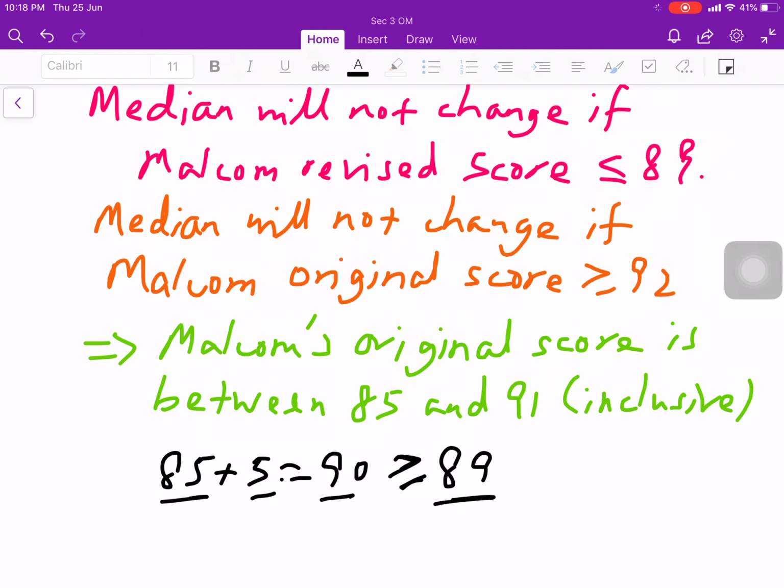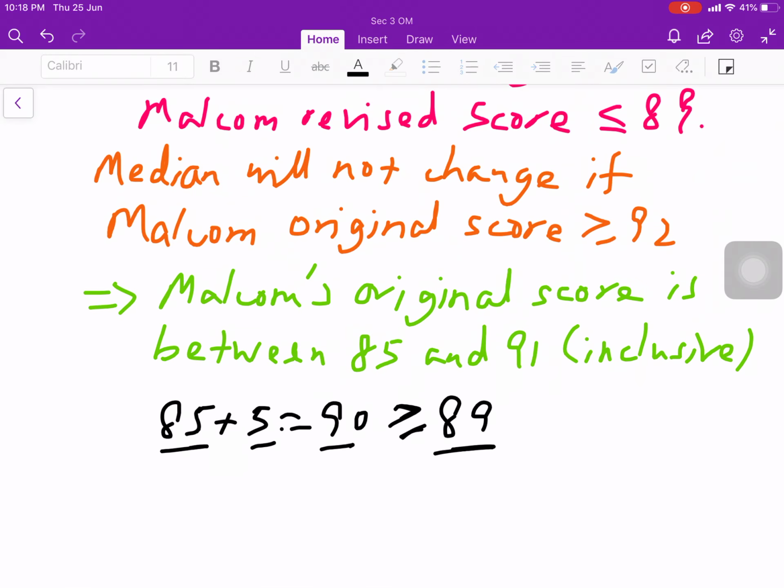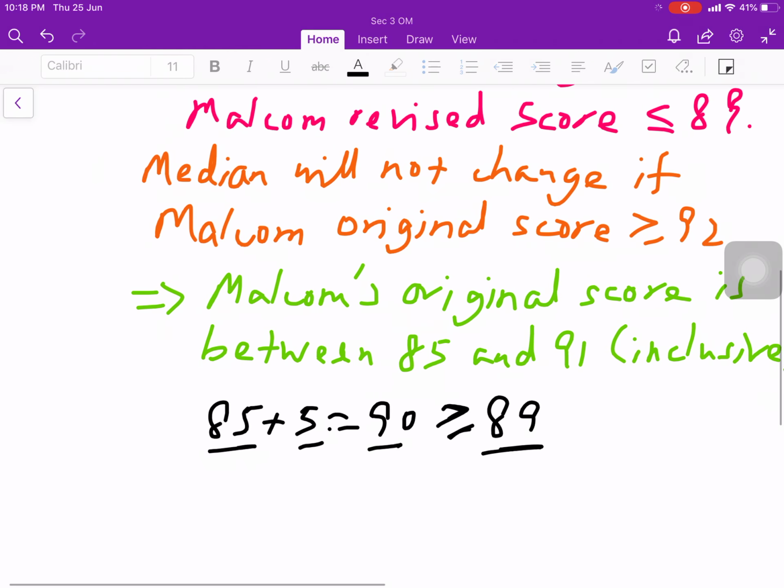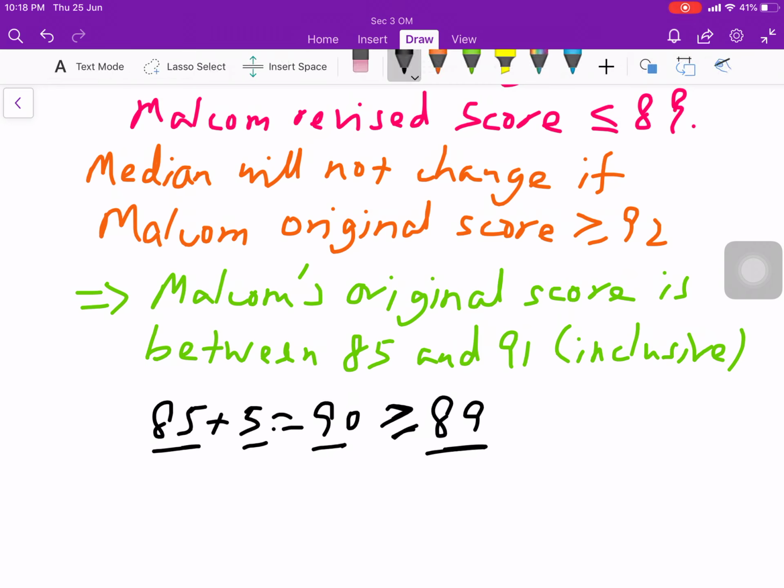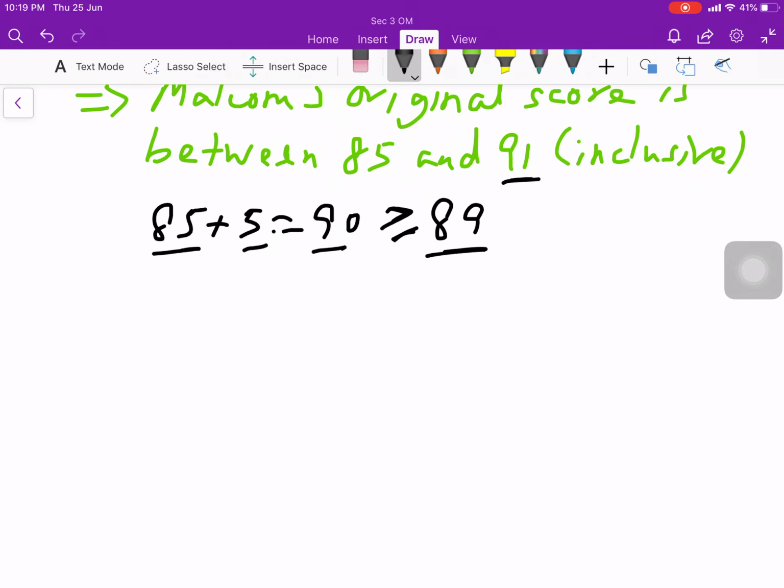We have the second statement: the median will not change if Malcolm's original score is greater than 92, and 91 is actually less than 92. Therefore, this confirms that if Malcolm's original score is between 85 and 91, then the median will change. Now we can do a simple table. Look at the original score, the revised score, and then the original median.